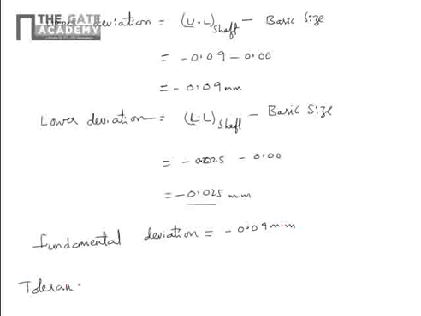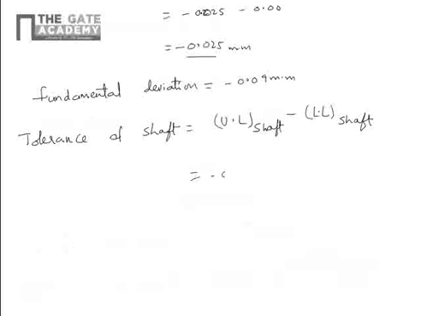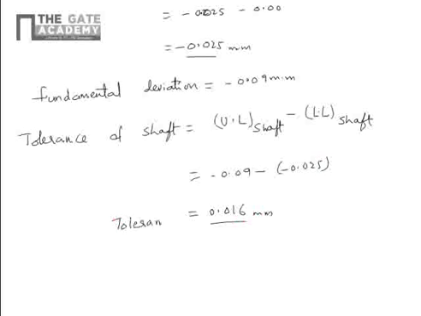Next, tolerance calculation. Tolerance of shaft equals upper limit of shaft minus lower limit of shaft. So upper limit is minus 0.09 minus of minus 0.025. We will get 0.016 mm tolerance. Simple question, 2 marks.